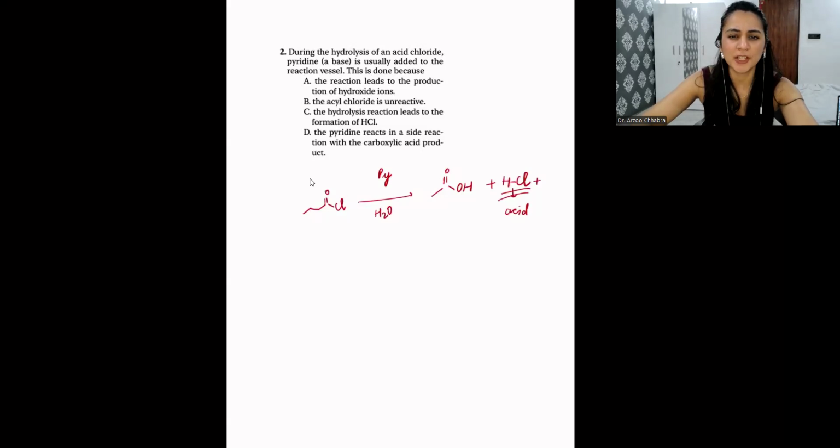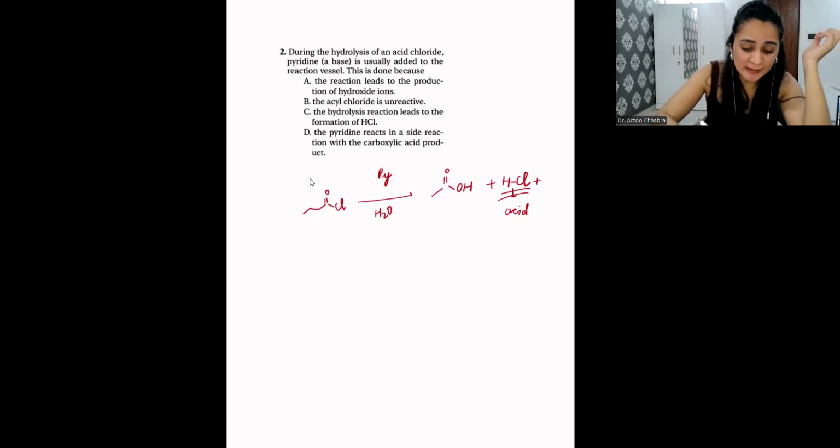And so option C, hydrolysis of the reaction leads to the formation of HCl, is the correct answer. We're trying to basically neutralize HCl. So option C is the correct answer for this problem.